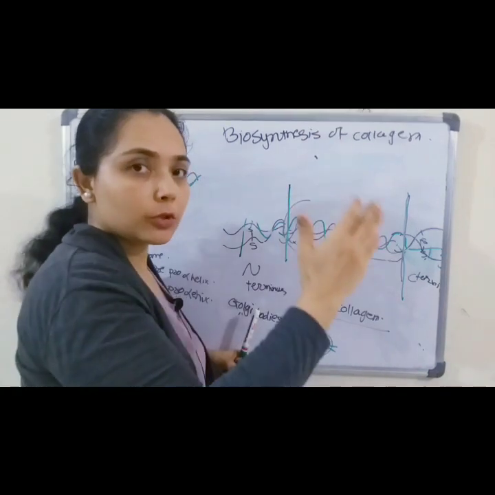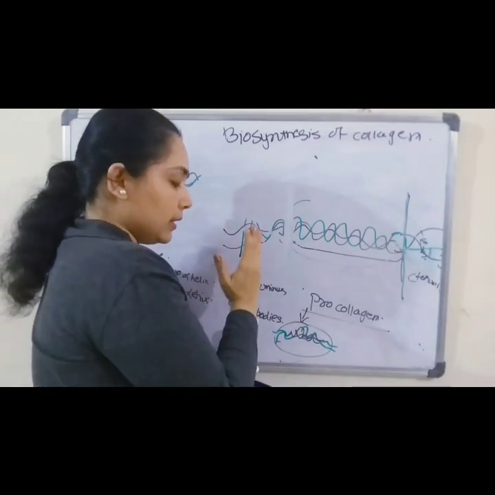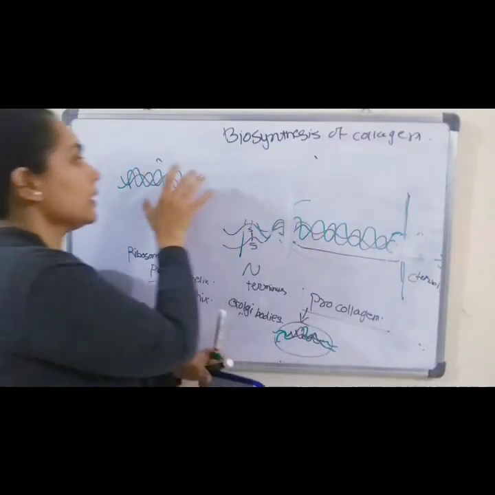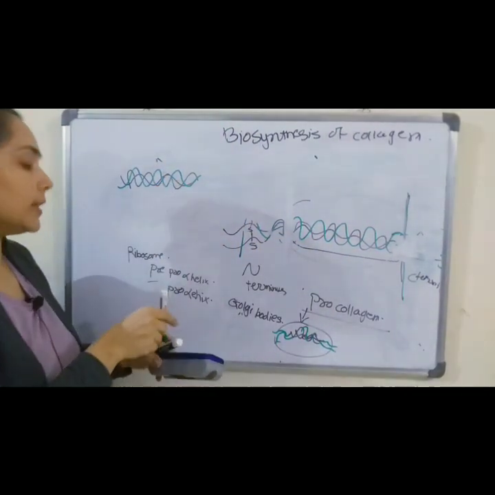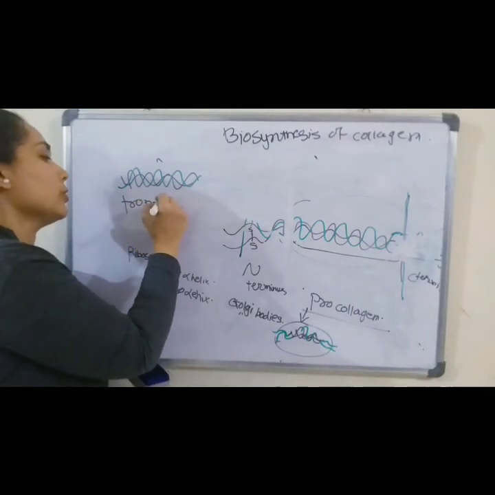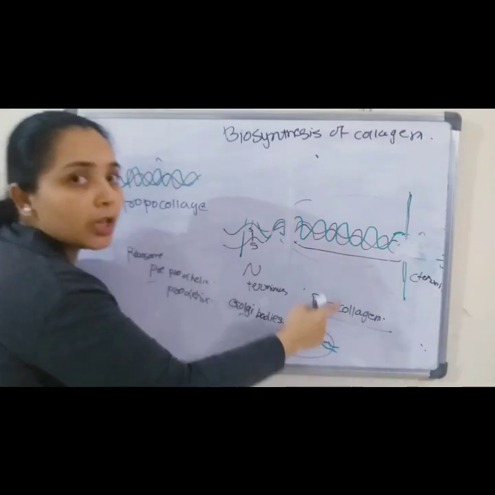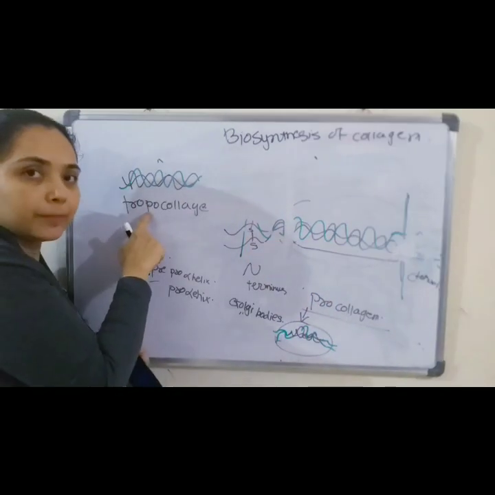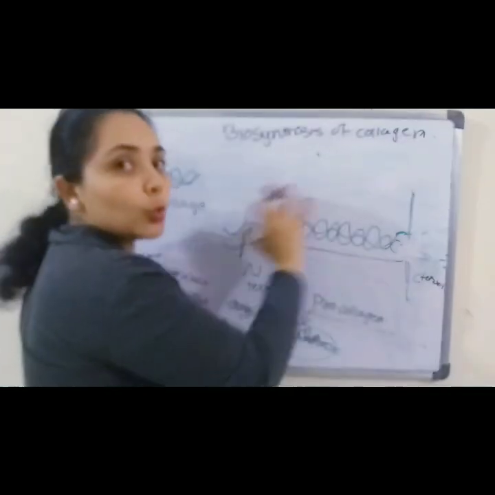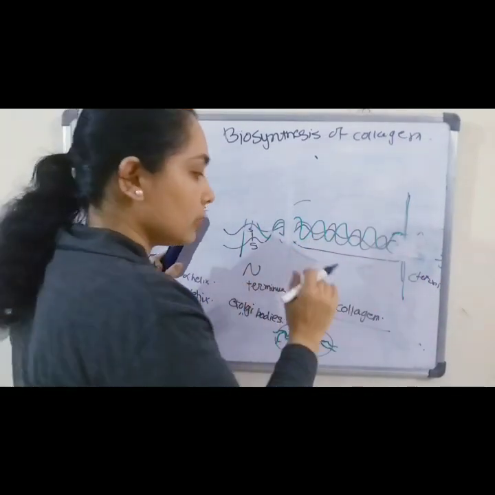will be acted upon by two enzymes, N-procollagen peptidase and C-procollagen peptidase. What is the function of those enzymes? They will cut the N-terminus loose end of the procollagen and the C-terminus loose end. Only the triple helix will remain, and this is known as tropocollagen. So from procollagen, now we will get the tropocollagen.